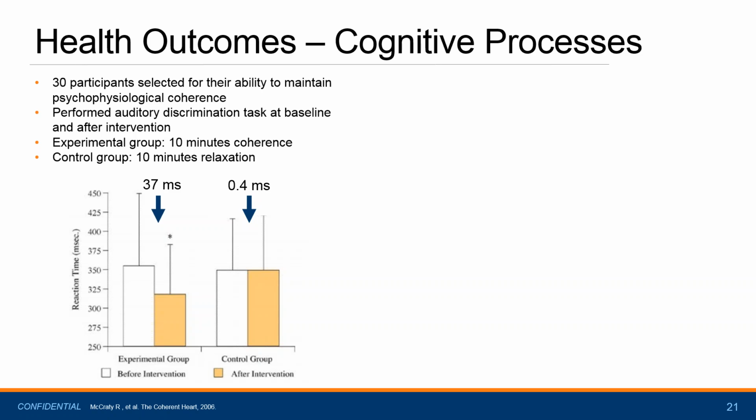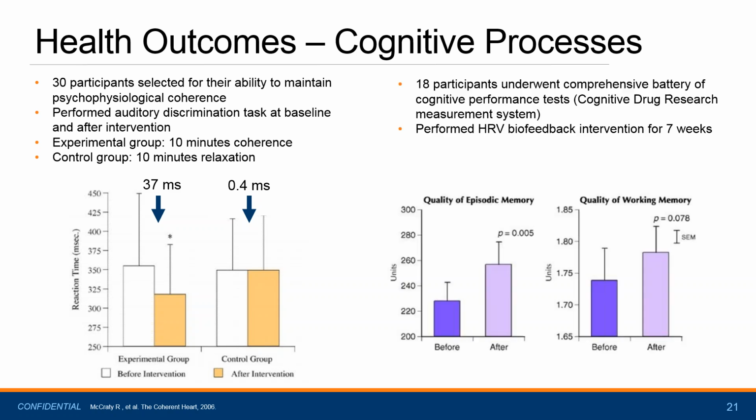coherent state, they saw a reduction of 37 milliseconds, which is huge when you consider the control group stayed the same, a 0.4 millisecond difference. Literally almost exactly the same. So huge reduction in this auditory discrimination task, huge improvement, a boost in cognitive processing ability after just 10 minutes of coherence. So a great study, even though it was a small sample size, but really demonstrating so clearly that coherence in the heart, kind of tweaking that heart rate variability, has the ability to really powerfully affect cognitive processing.